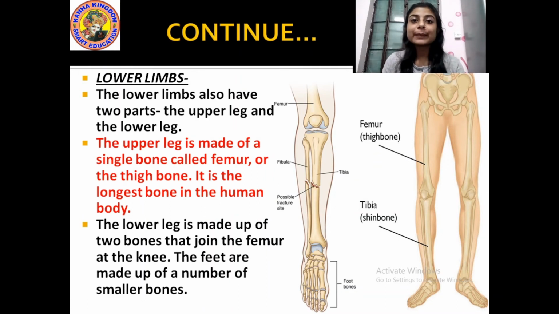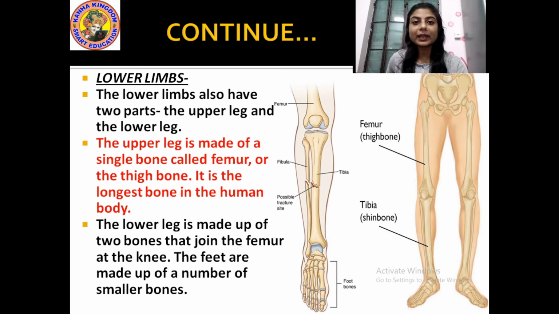The upper leg is made up of a single bone called the femur or the thigh bone. The upper leg consists of the thigh portion, the fat portion of your leg, and the bone which is present inside the thigh is called the femur, F-E-M-U-R. It is the longest bone in the human body, and it is the only single bone that connects the knee and the hip.